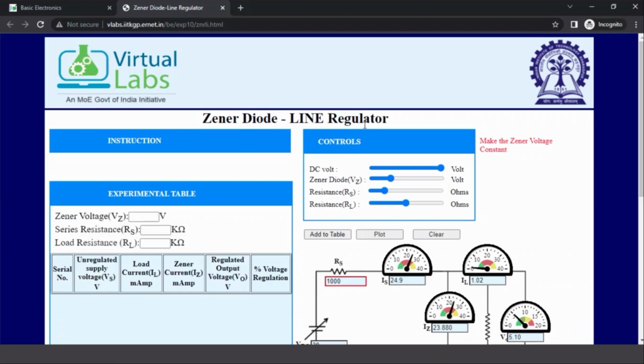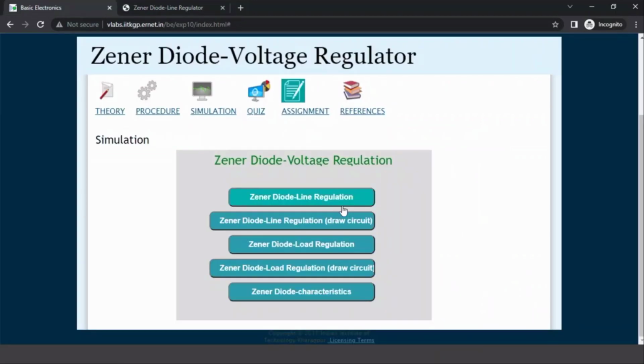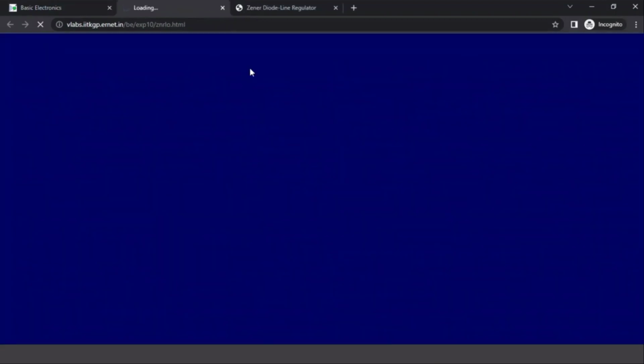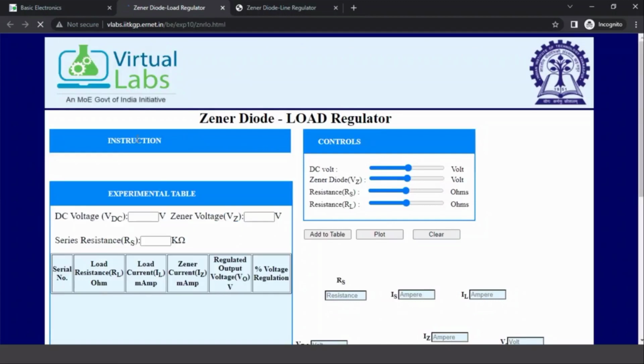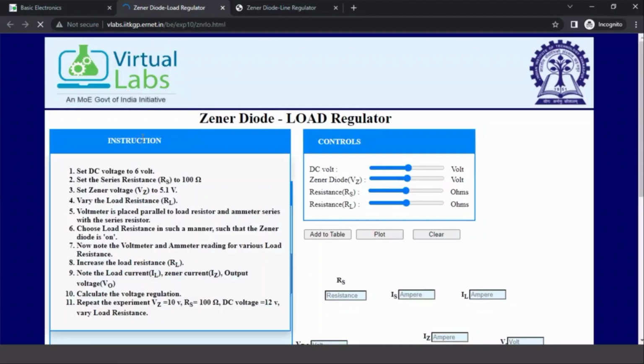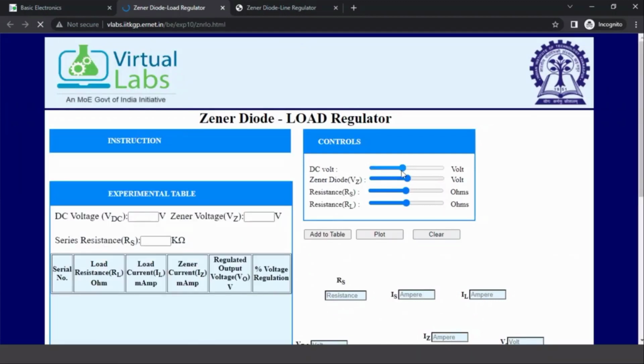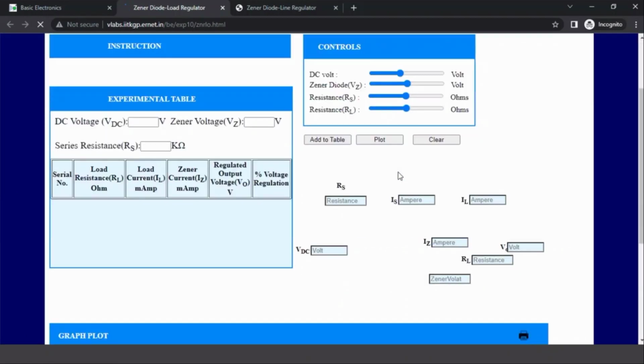Right, that will tell us the working of this Zener diode as a voltage regulator in a line regulation mode. Similarly, go to the next one, which is Zener diode load regulation. So click on this and you will be able to see. Let me just open here. Yeah, so these are the instructions here also for load regulation. So input is fixed here now. DC voltage is fixed to 6 volts. So it is still opening. Second.